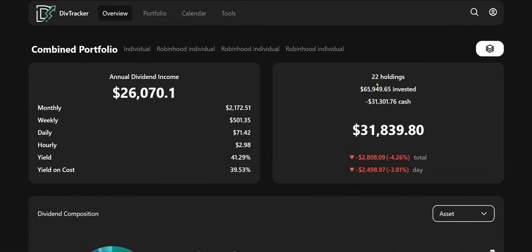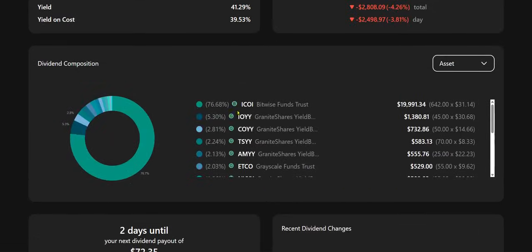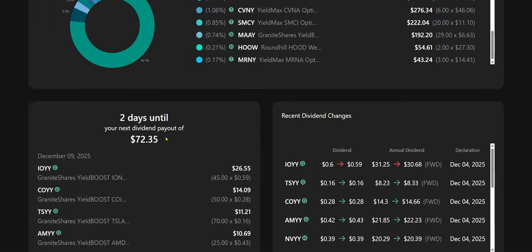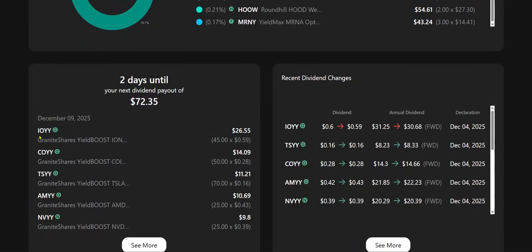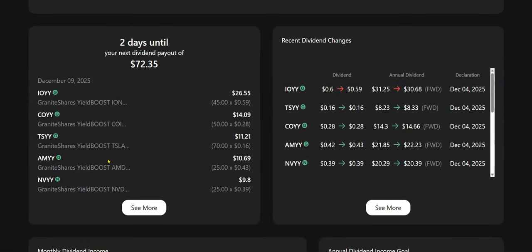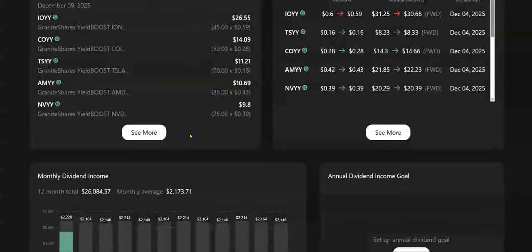All right, so it shows that we have 22 positions and holding that includes ETFs and the underlying stocks. All right, we show that my biggest position is ICOI, that's 76% of my portfolio. And the next one is IOYY by Granite Shares. All right, so in 2 days, we will be getting $72.35 from IOYY, COYY, TSYY. So it looks like all of these are by Granite Shares. Okay. All right.